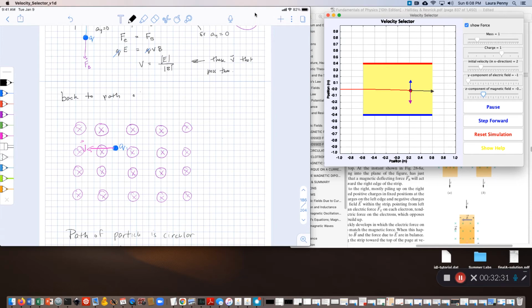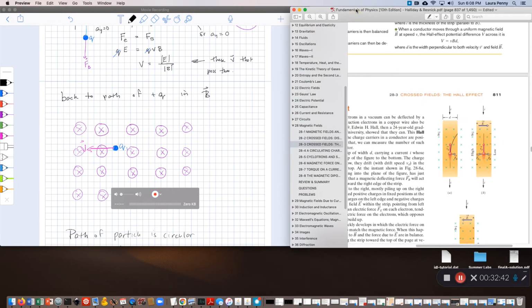Back to the path of a positive charge particle, but in a region with a magnetic field. So we did this before. Basically, I'm going to make that, it's very distracting. Let's see if I can get this to stop doing that.